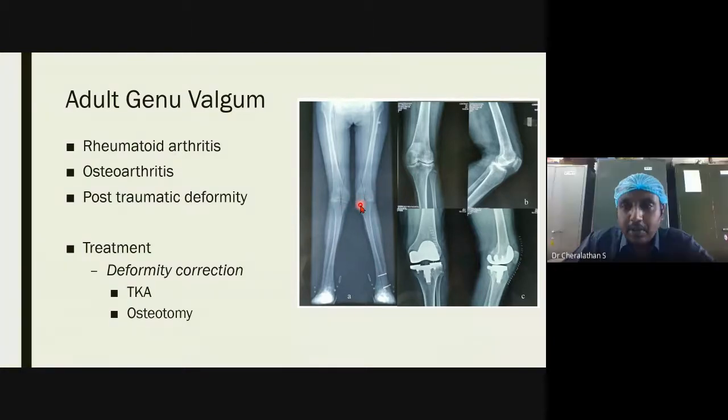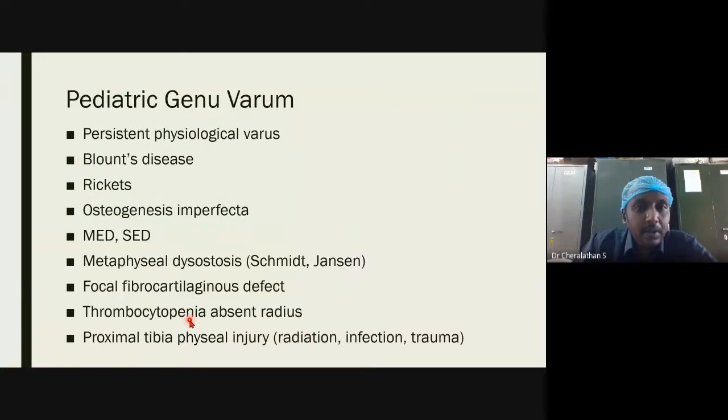See, you see the slide here. There is so much of sclerosis, there is loss of cartilage. Even if you do a corrective osteotomy, the patient is going to have pain here because the joint is already eroded. In this condition, you do a total knee replacement. Whereas if the joint is not affected and the deformity is extra articular, there you do a corrective osteotomy. Right? Now we move on to genu varum and especially to pediatric genu varum.